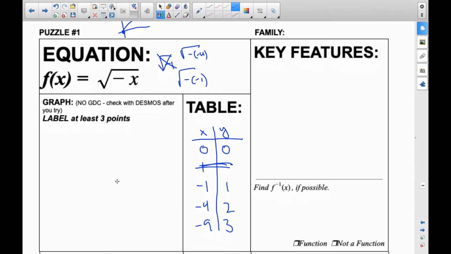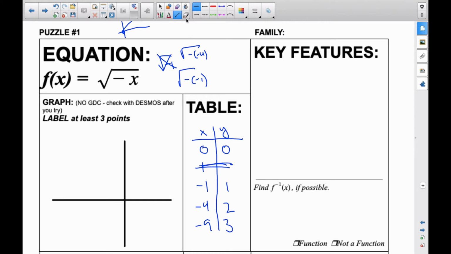And so if I consider this, I'm going to make my x and y axis here. Okay, and if I start to roughly put on these points, I know I have 0, 0. I have negative 1, 1. I have negative 4, 2. And so I end up getting this particular graph here. Labeling 3 points: 0, 0, negative 1, 1, negative 4, 2. This is my pivot point as well.